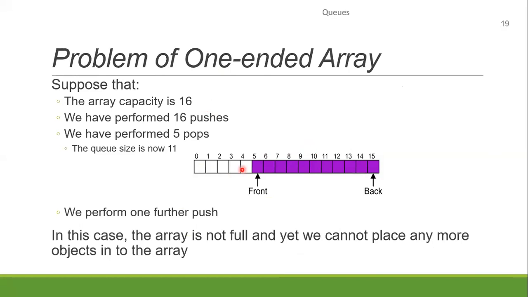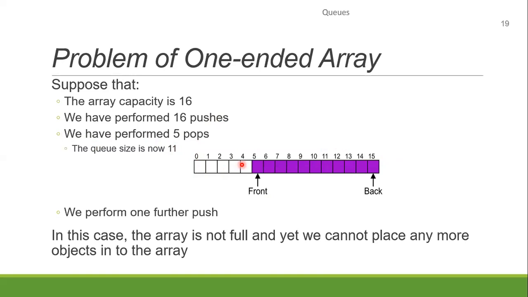In a normal array, let's assume the array capacity is 16, and you have performed one push after another push. If you perform 16 pushes, what will happen? All the elements will be full, right? You have inserted 16 elements, so the array is full. Then if you perform 5 pops, what will happen? The first 5 elements will be deleted.